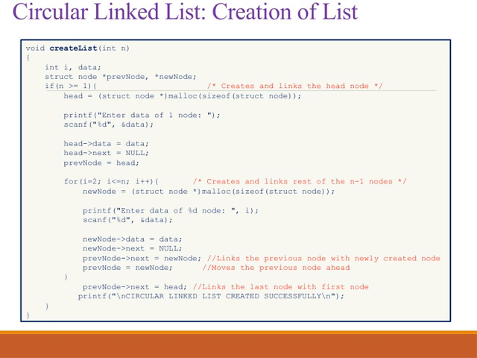We begin by creating the head node using malloc, which allocates memory for the first node. Then, we prompt the user to enter data for this node, and store that data in the head's data field. We also set the head's next pointer to null initially and set prevnode to point to the head, so we keep track of the last node as we build the list.